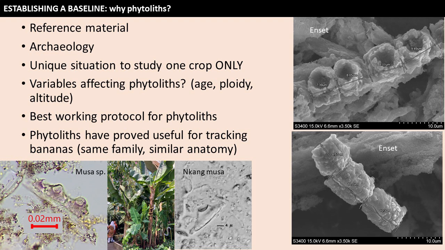One of the things that I'm particularly interested in is looking at variation in these phytoliths. How are they changing according to age, according to ploidy, or according to altitude? In this particular project, I have the chance to work with one crop, which means I can really look at all these different variations in one crop. This can be used later on for other phytolith studies as well, because I don't think anyone's actually done the work of looking at variation within one crop.